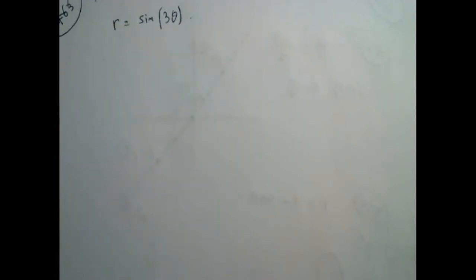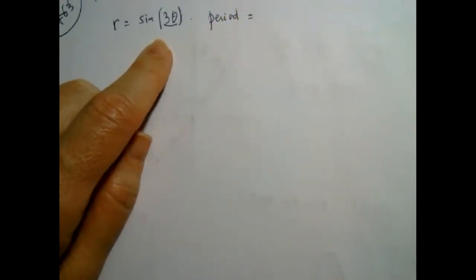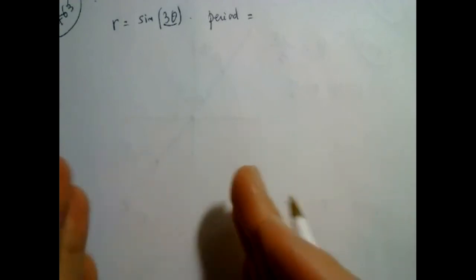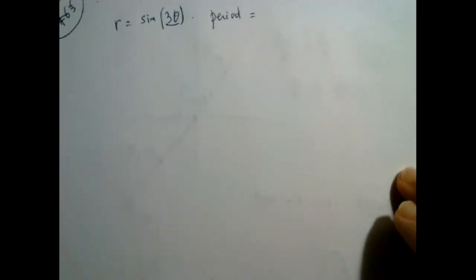Now, last time I mentioned something. Sine of 3 theta looks like sine theta, but the period is different. What's the period for this function? Anybody remember the formula for the period? It means how long it takes for the function to start repeating itself.